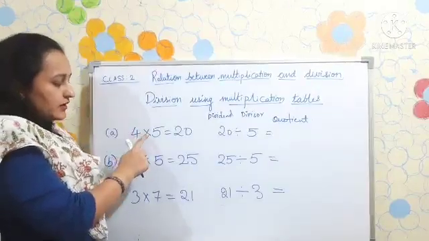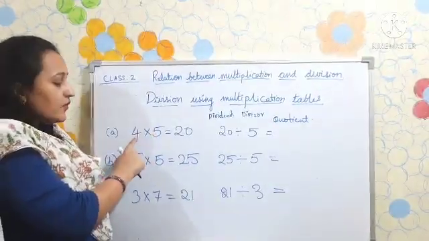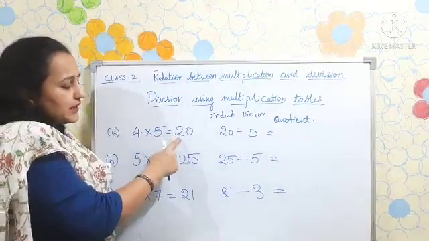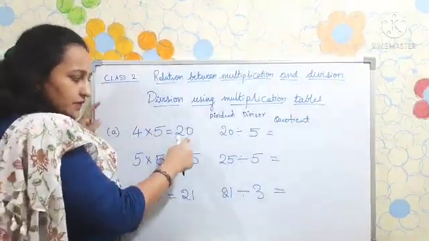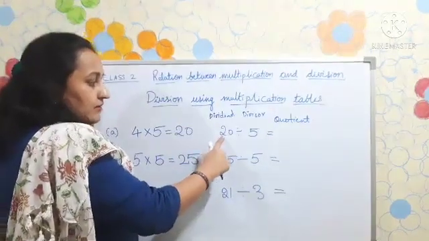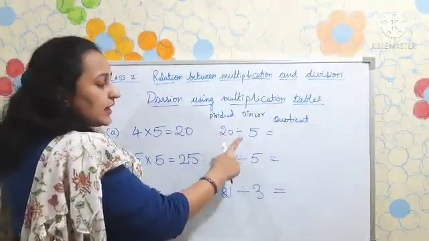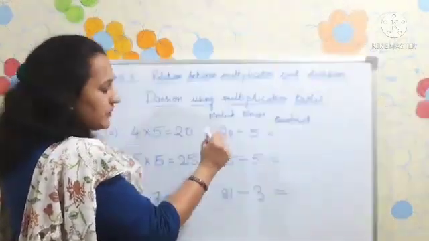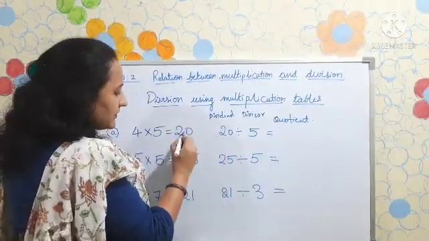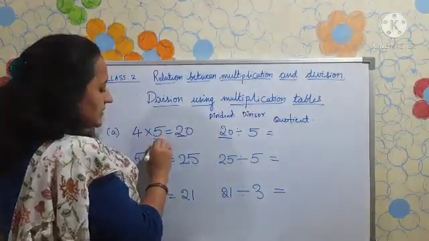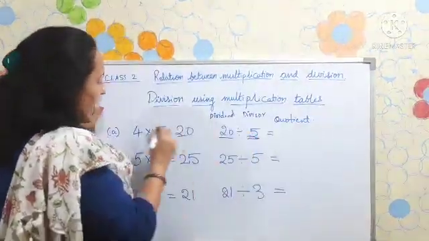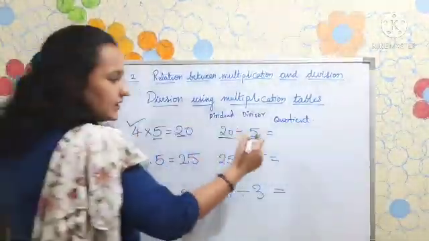Here, 4 times 5, that is 4 into 5, is 20. Using this multiplication table, we are going to write the division here. 20 divided by 5 is how much? These two 20s are dividends. 5 and 5 are divisors. And 4 is the quotient here.